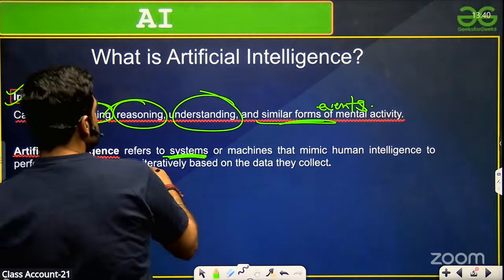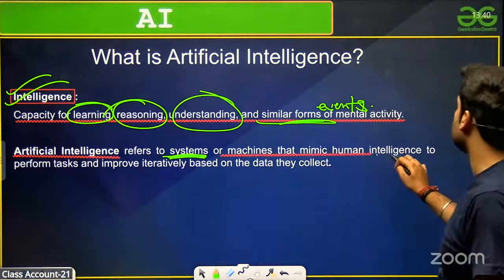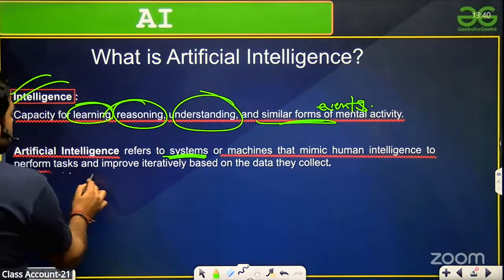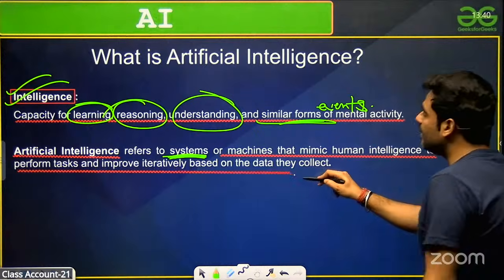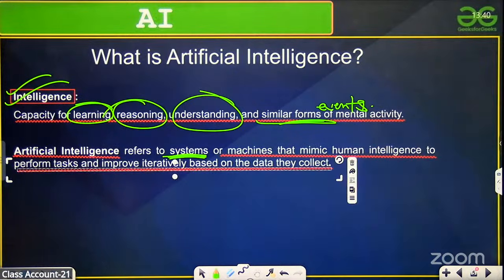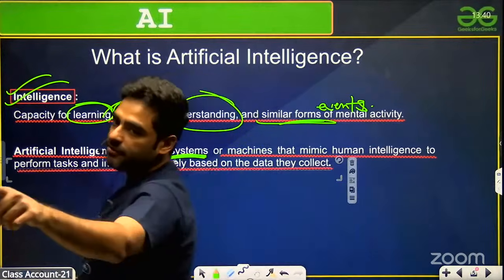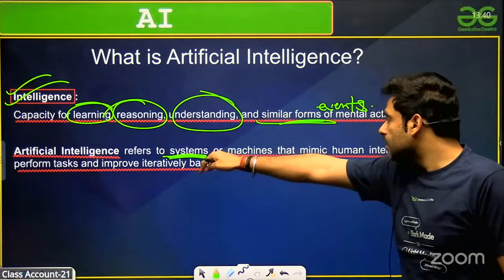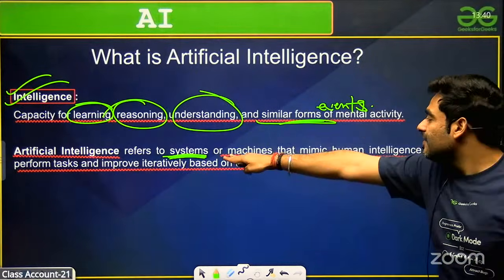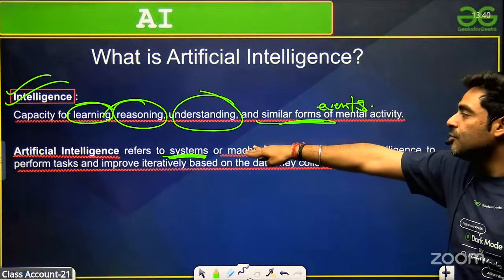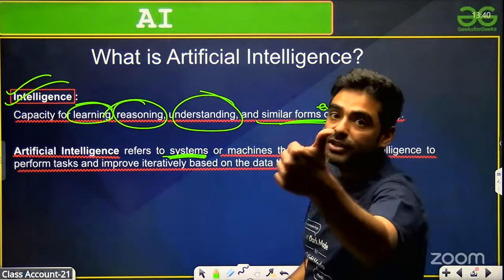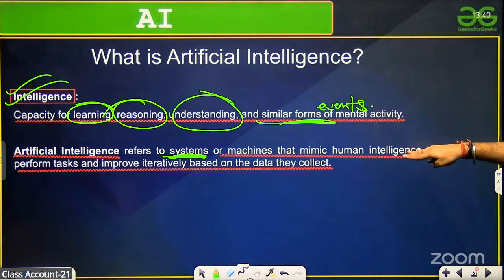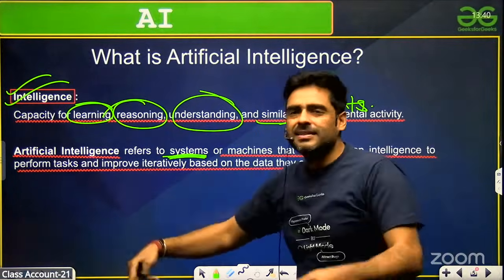So what is artificial intelligence? It refers to the system or machine that mimics human intelligence to perform tasks and improves iteratively based on the data they collect. Artificial intelligence is the intelligence in reference to a system. वो जो system perform करता है या फिर machine जो perform करती है, to perform a task. That task could be anything.